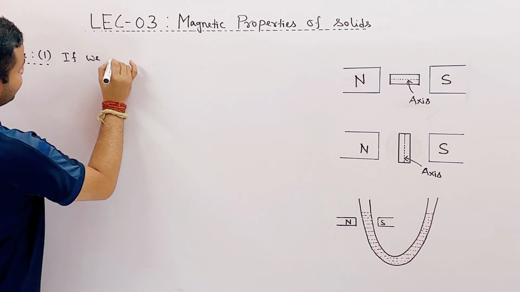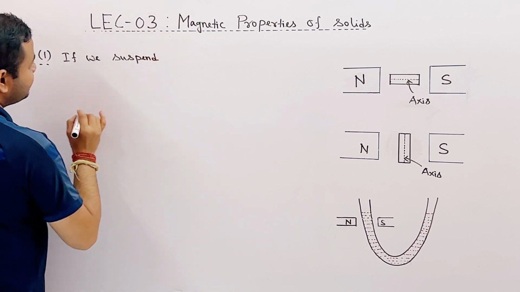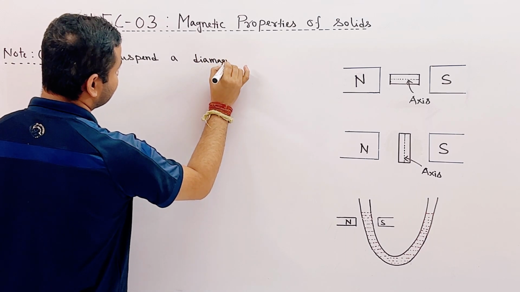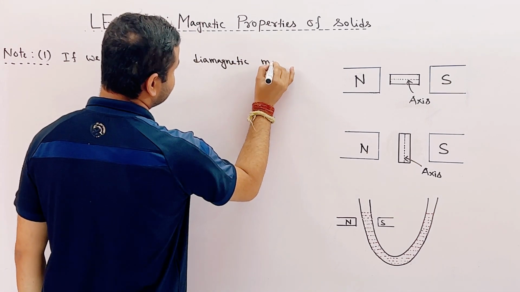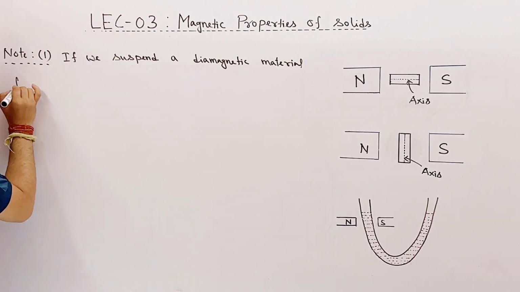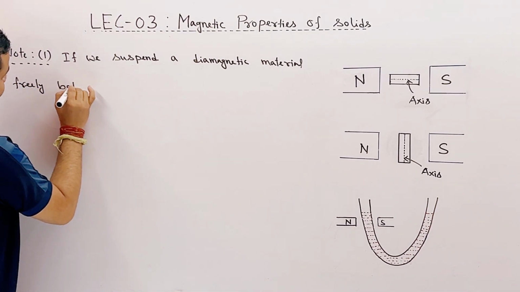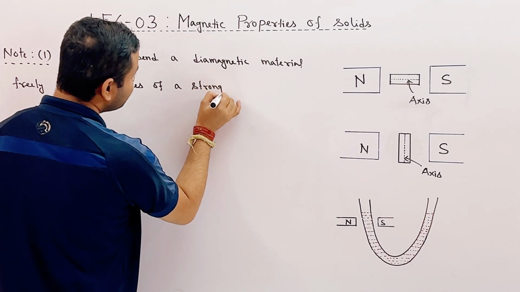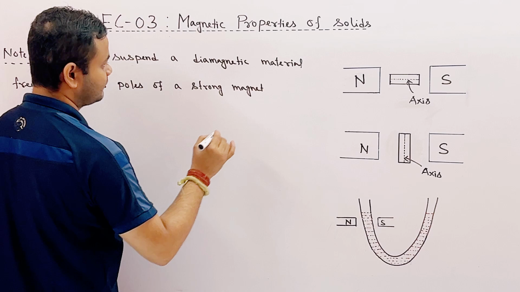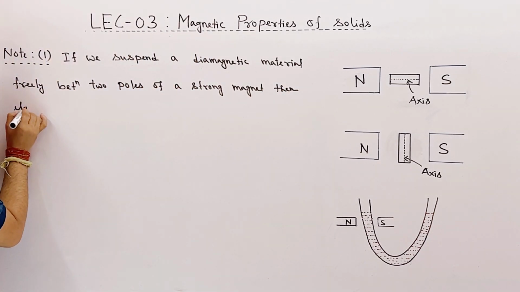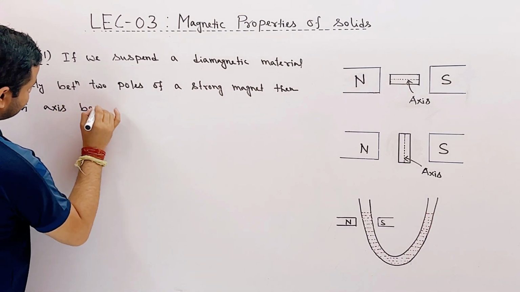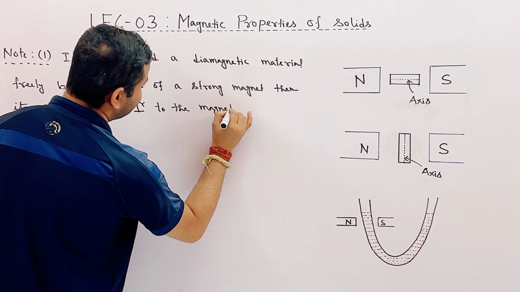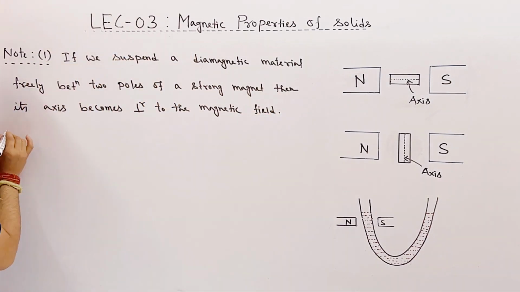If we suspend a diamagnetic material freely between two poles of a strong magnet, then its axis becomes perpendicular to the magnetic field. Okay?